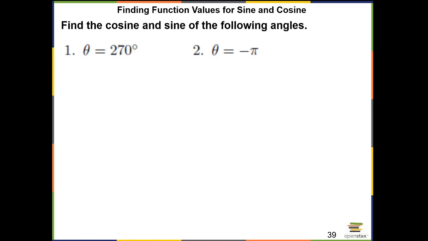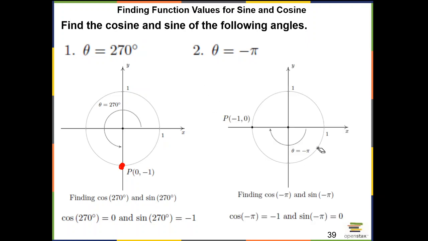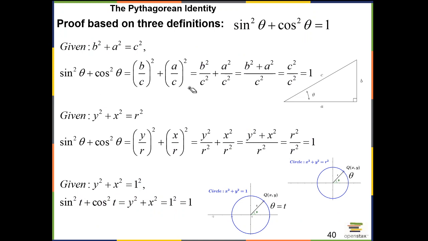Or what about here? Well, 270 degrees, we end up here. And obviously, the cosine of 270 is 0, and the sine is negative 1, because we are on the unit circle. What about negative pi? Well, negative pi, we're going to put this point on the unit circle and realize that cosine is negative 1 and sine is 0.